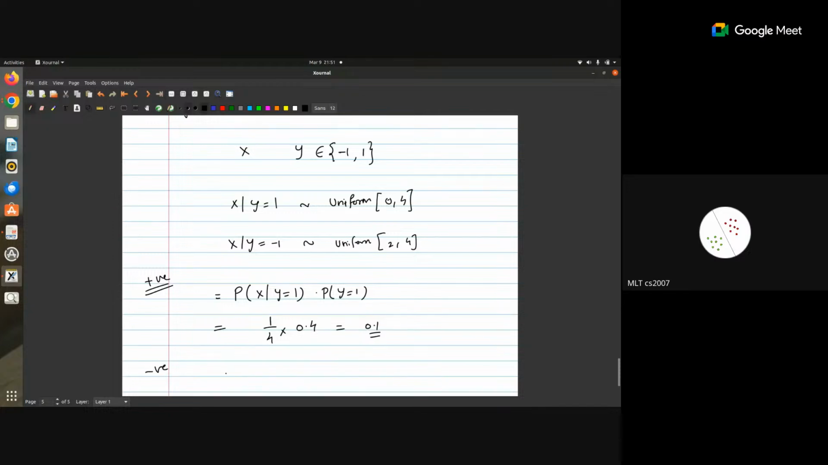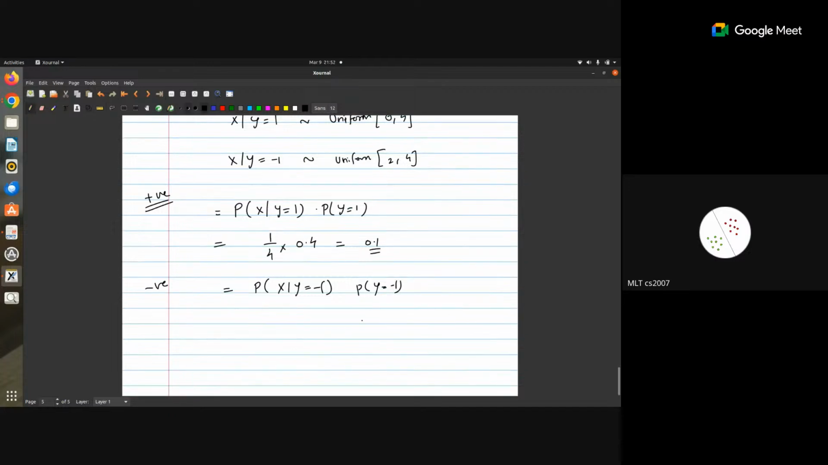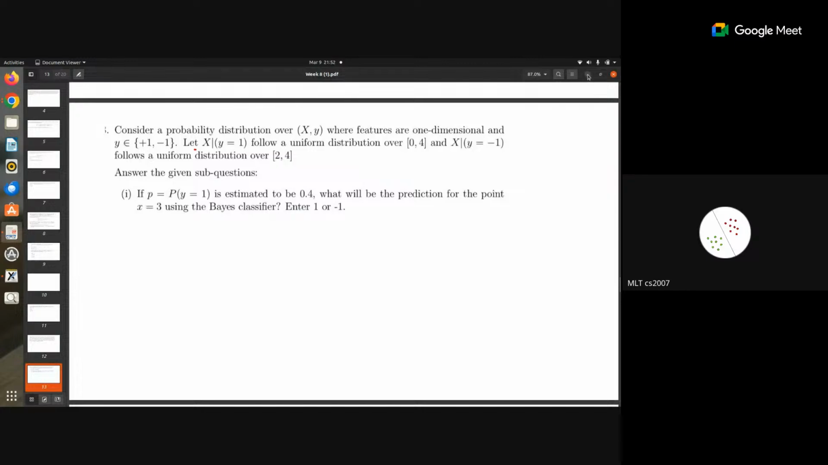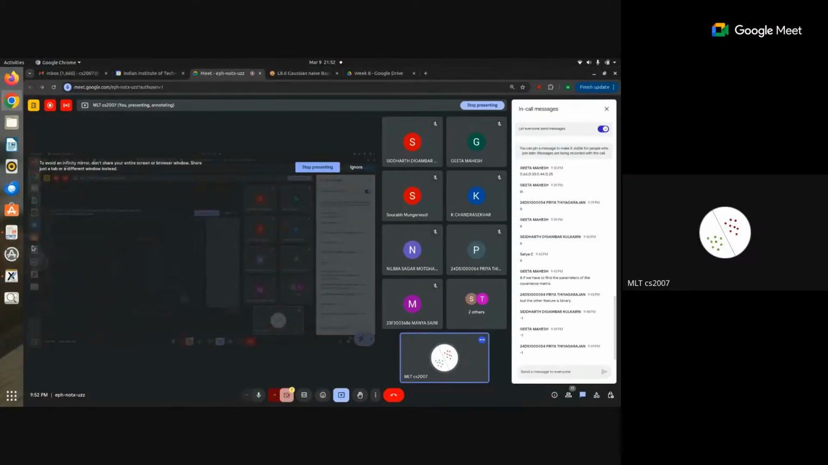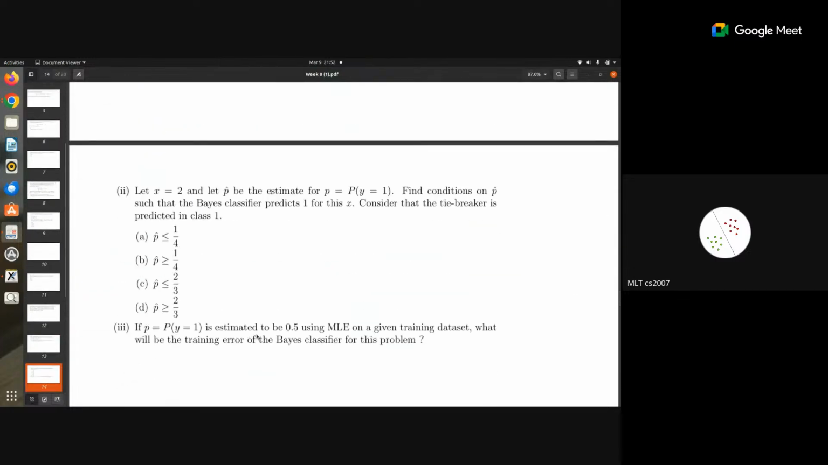And for the negative class, what will be the probability? It will be the probability that x given y equals minus 1 times the probability that y equals minus 1. The probability of y equals minus 1 is 1 minus the probability that y equals 1, which is 0.6. And here it is given as 1 by 2. So basically this becomes 0.3. Which is the largest probability among these two? This one, and hence the class will be the negative class, right? I think all of you have done that fine. So let's dive into the second question.